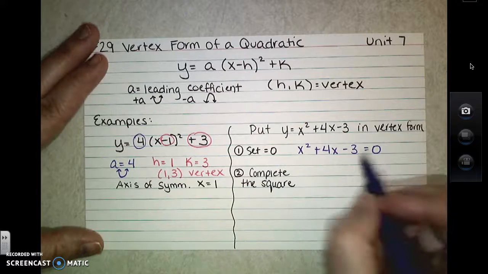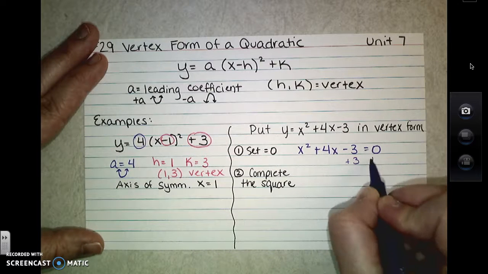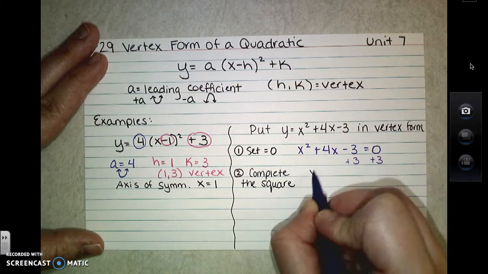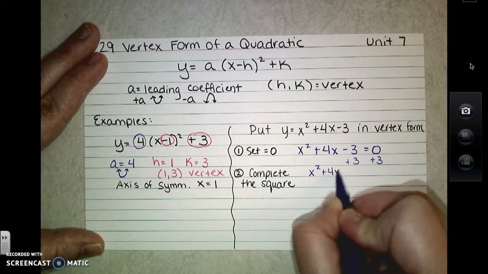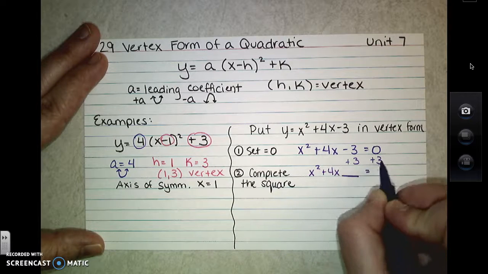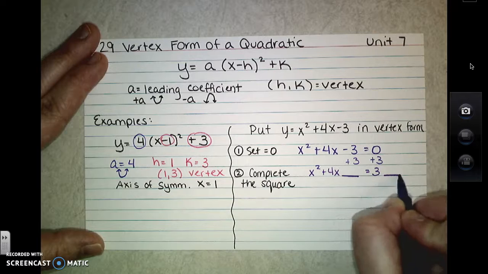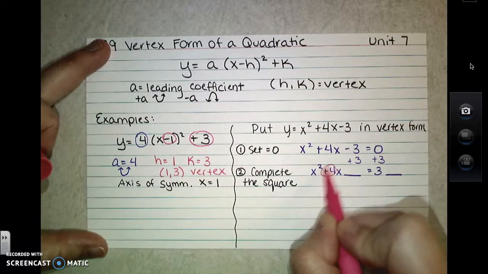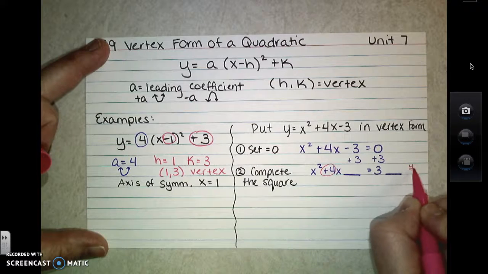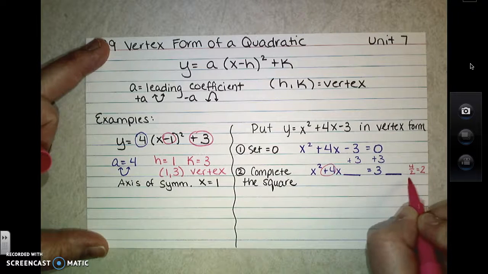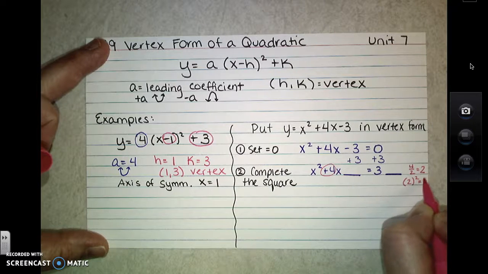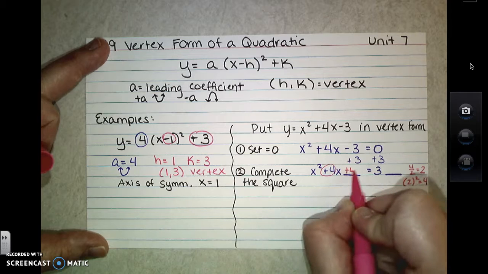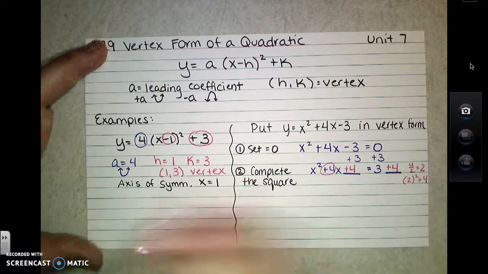So when we complete the square, we're going to add 3 to both sides. So we have x squared plus 4x blank equals 0 plus 3 is 3, and a blank, because if we add something to one side, we have to add it to the other. Okay, so we're going to do 4 here. So off to the side, 4 divided by 2 is 2, and 2 squared is 4. So we're going to add 4 to both sides.